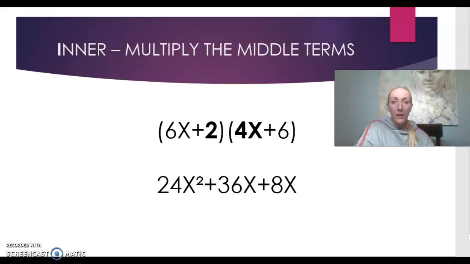Moving on to the I in FOIL for inner, we're going to multiply the middle two terms, which I have in bold. So you're going to take the 2 and the 4, both positive numbers, so we're going to have 8, and add the x. So here we have 24x squared plus 36x plus 8x.